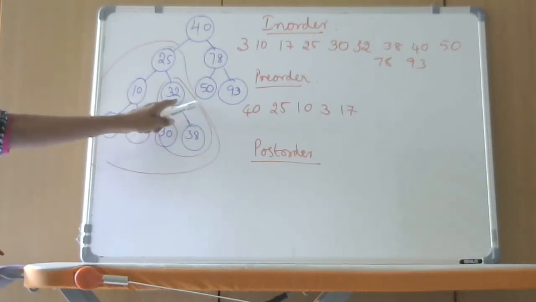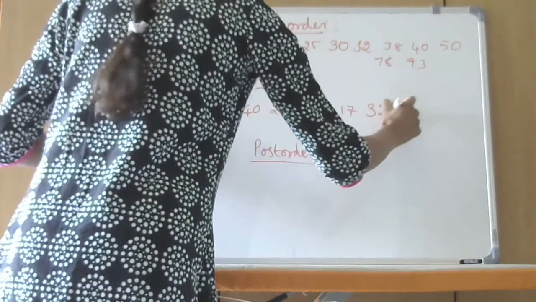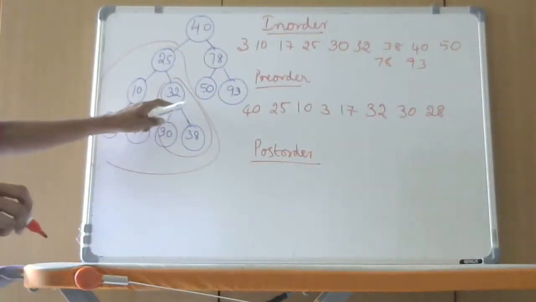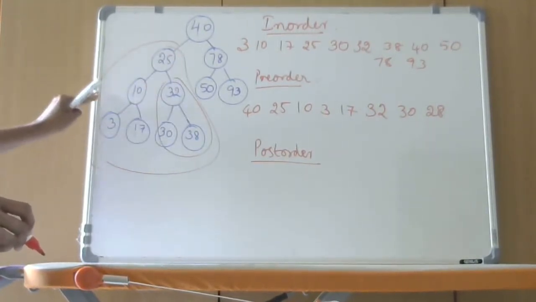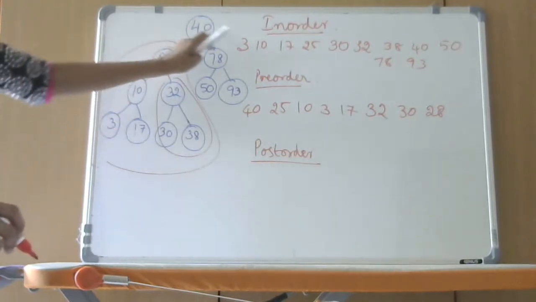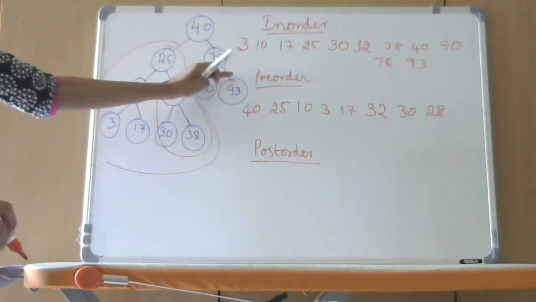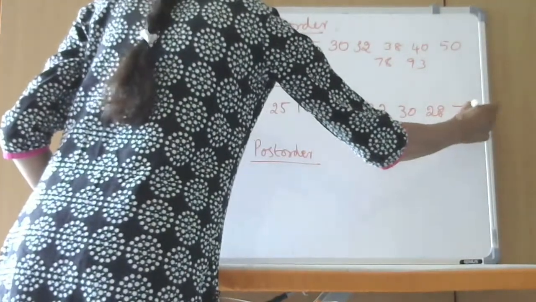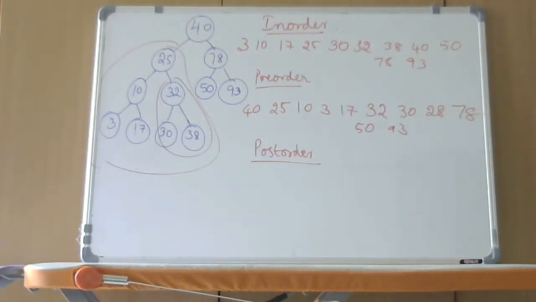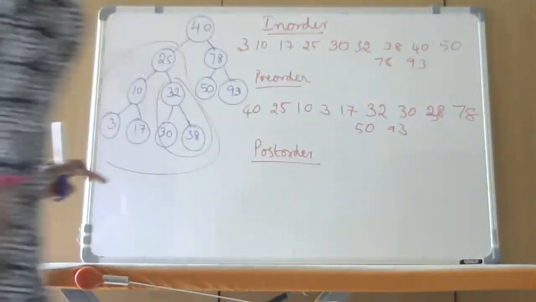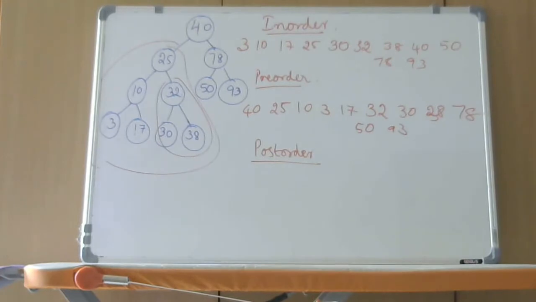Again I come to this right. Again root, left, right. So 32, 30, 28. This entire thing is over. So left is over, root is over. Now I come to the right. Again I have to follow root, left, right. Root is 78, left is 50, right is 93. So 40, 25, 10, 3, 17, 32, 30, 28, 38, 78, 50 and 93. That is your pre-order.